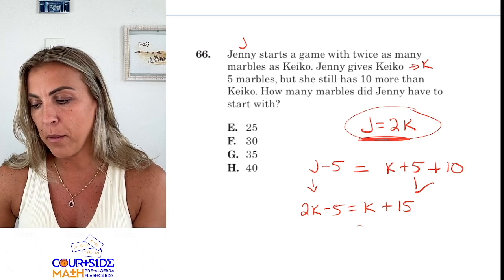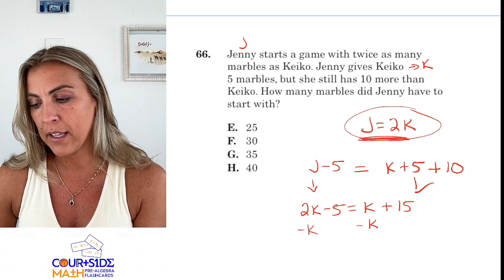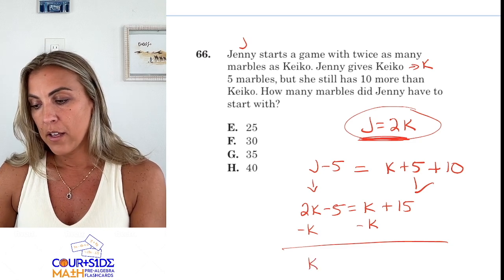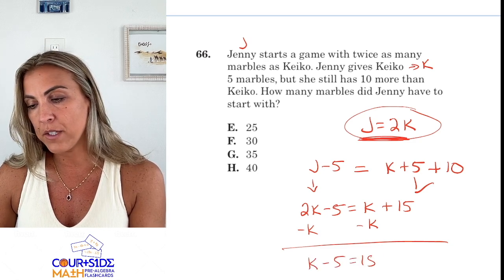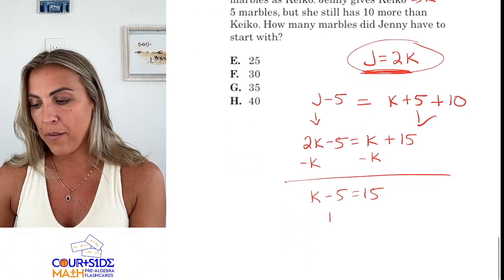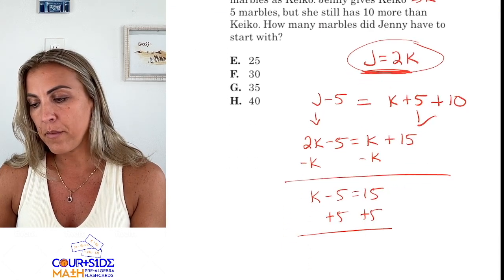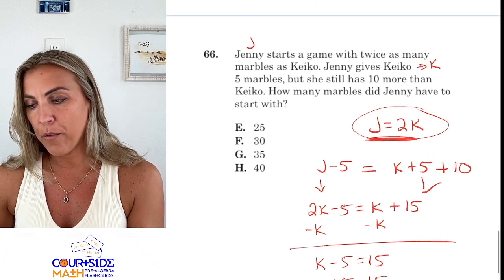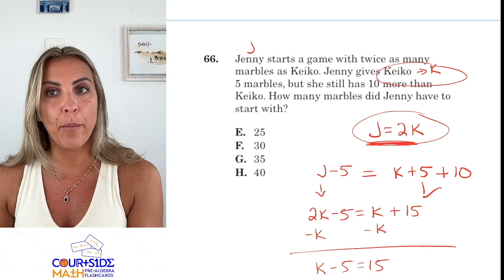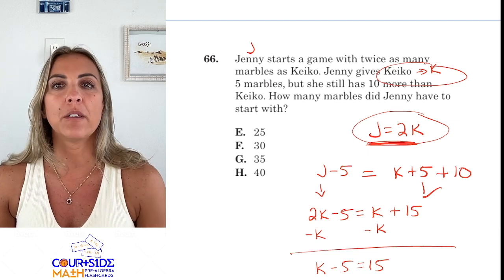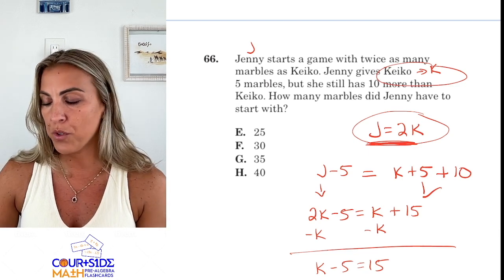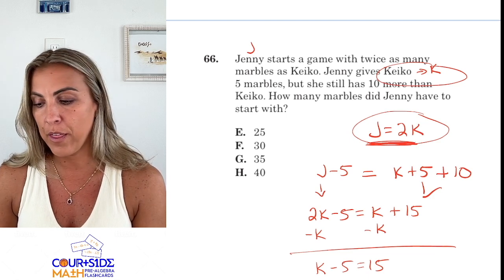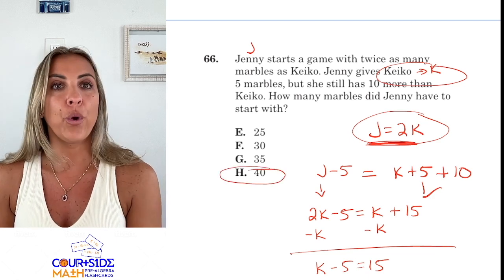So I'm going to get this variable on one side by subtracting K from both sides. So 2K minus K is just K. So now I have K minus 5 equals 15. I'm going to add 5 to both sides. And that's going to give me K equals 20. Now K, remember from up here, represented Kiko's marbles. And the problem is asking me how many marbles Jenny started with. So if Kiko started with 20 and Jenny started with double the amount that Kiko started with, then Jenny started with 40 marbles.